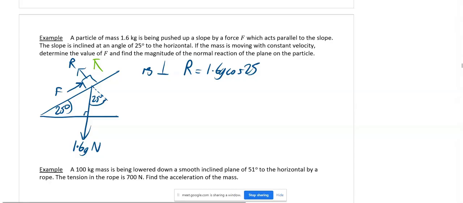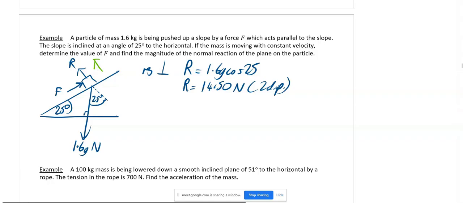You then work it out, and can we all work this out to get some sort of agreement? As you know how bad my answers are at the minute. 1.6 times 10 times cos of 25. Do we agree with me? 14.50 newtons to 2 decimal places. Yeah, good. Perfect. Happy days. Right, I'm getting there, getting a bit better.